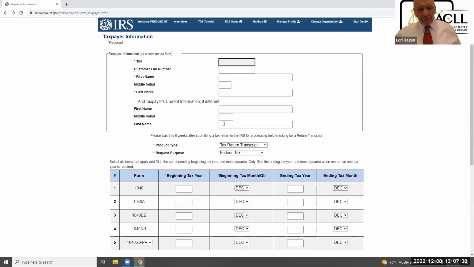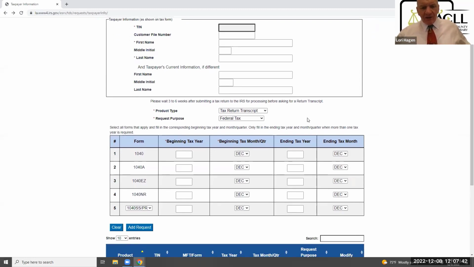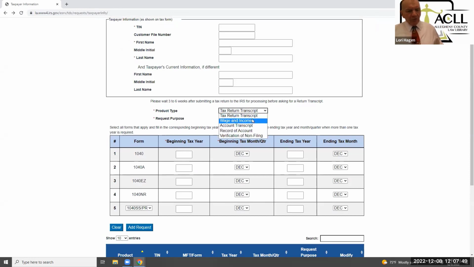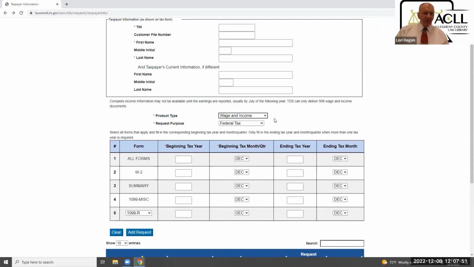Okay. Well, I'm not going to put my client's name in again, but among the products I could get here, the product type, I can get the wage and income transcript. The wage and income transcripts go back several years. It's not just cut off by a 3-year limitation like the tax returns.